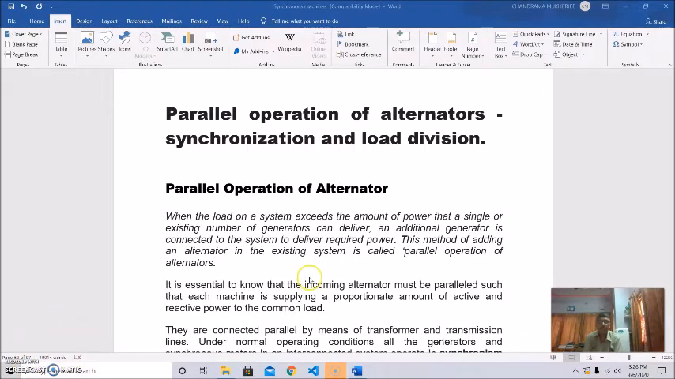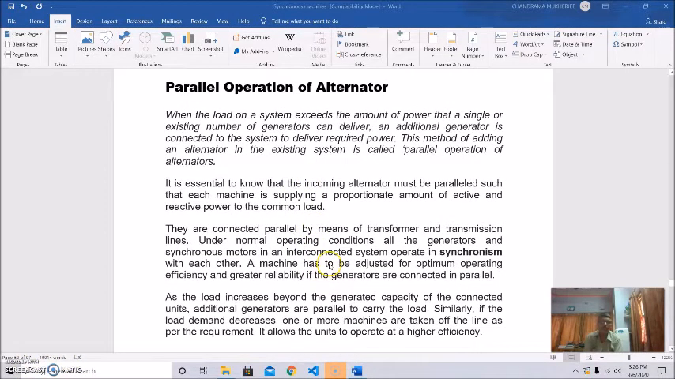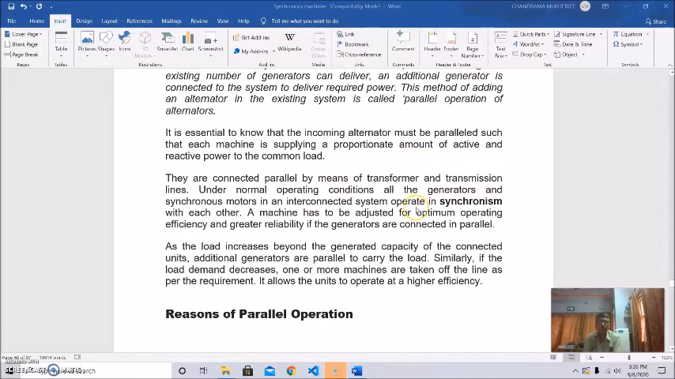It is essential to know that the incoming alternator must be paralleled such that each machine is supplying a proportionate amount of active and reactive power to the common load. And they are connected in parallel by means of transformers and transmission lines.